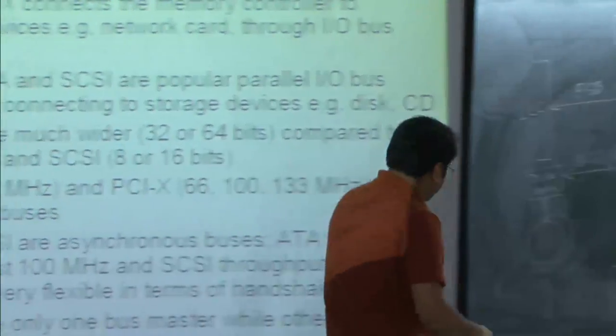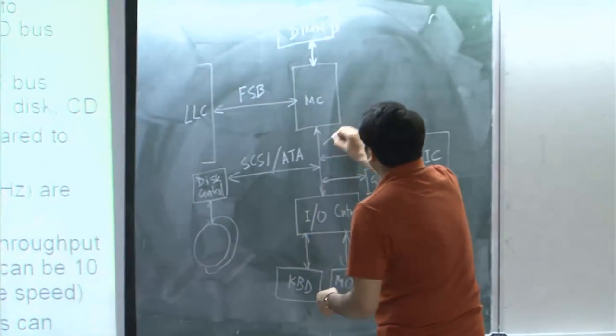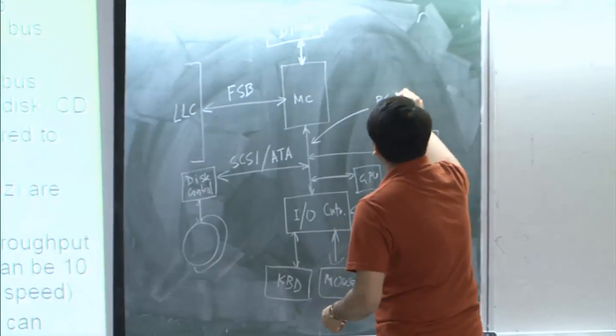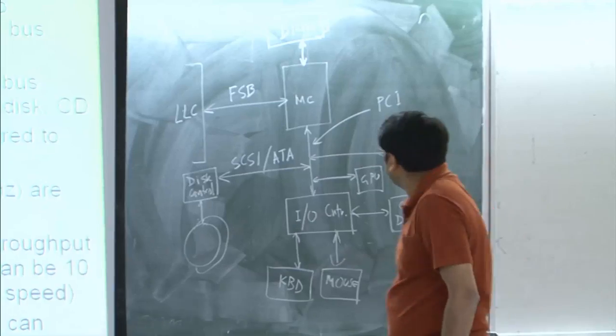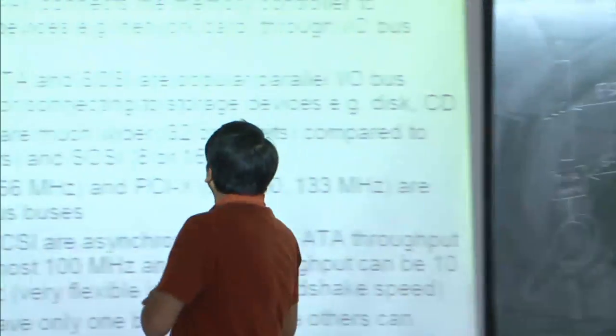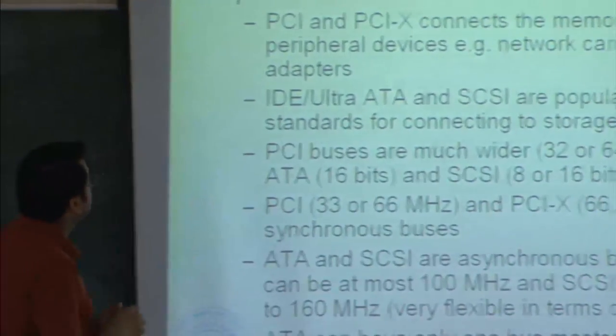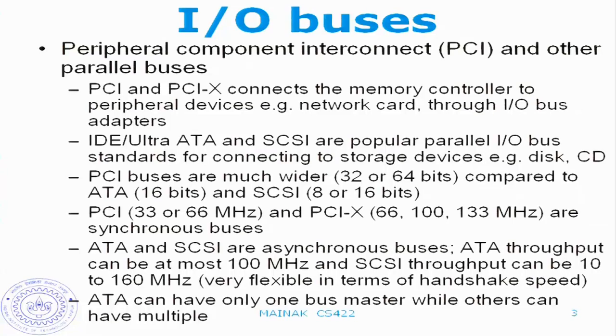So this is the PCI bus. This particular one. So the PCI and PCIX, so PCIX stands for PCI Express. It's a next generation PCI bus, faster than the PCI. It connects a memory controller to peripheral devices like network card to IO bus adapters.